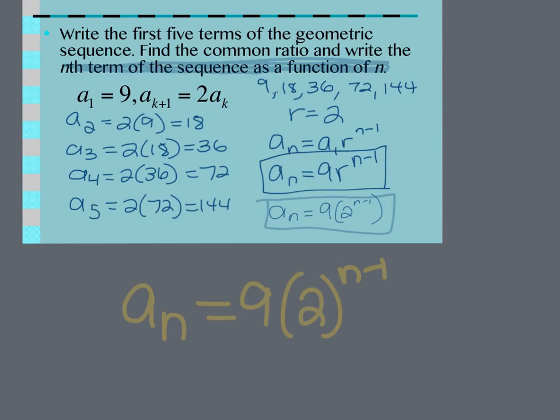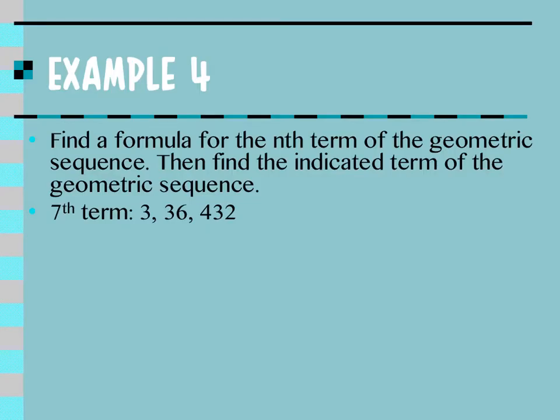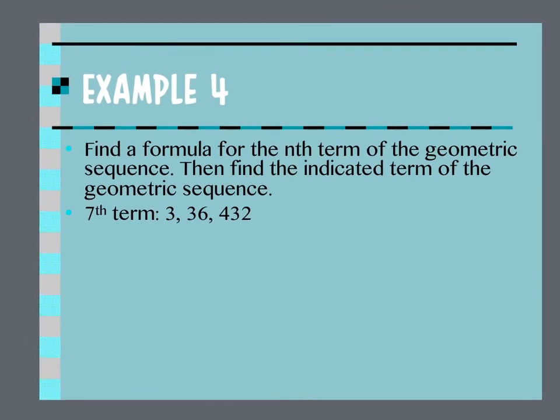So this one actually has multiple parts. So this would be the 5 terms, what is r, and what is the equation, that last one where you would replace the r with the 2. All right, number 4 says find the formula for the nth term of the geometric sequence, then find the indicated term of the geometric sequence.